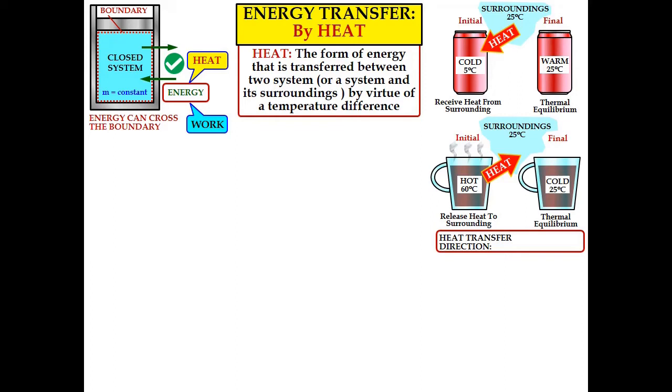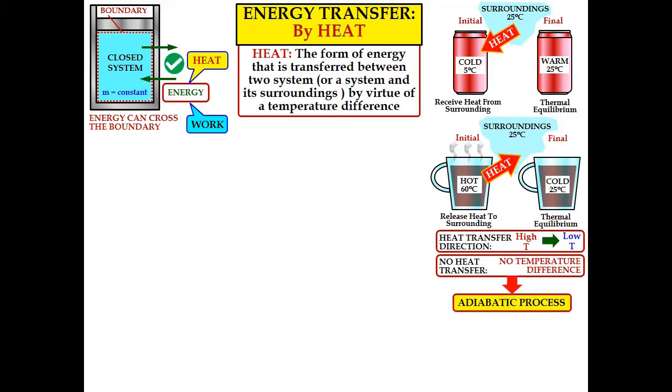In terms of heat transfer direction, in natural conditions, the heat will transfer from a high temperature medium to a low temperature medium. And we consider the system to be without heat transfer if there is no temperature difference. The process where there is no heat transfer, we call the adiabatic process.